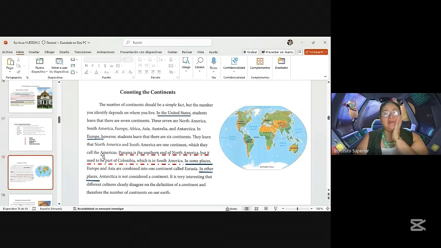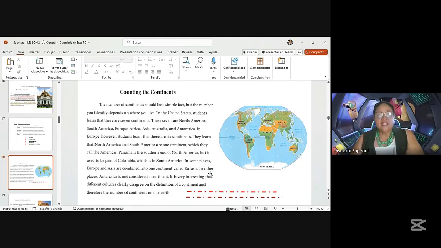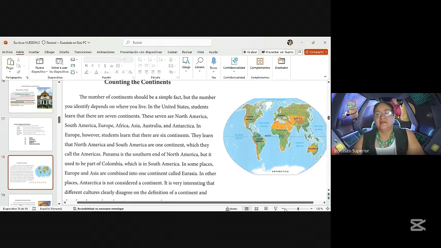Here we have another example of a paragraph. This is already done for you, but I'm going to delete this. You are going to read the whole paragraph and tell me what is the topic, the topic sentence, the controlling idea, and if you find an unrelated sentence. Let's do it.